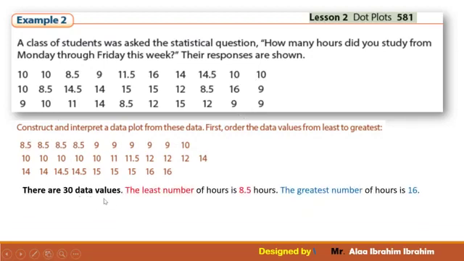There are 30 data values. The least number of hours is 8.5 hours. The greatest number is 16. So this is my smallest number, this is my greatest number.